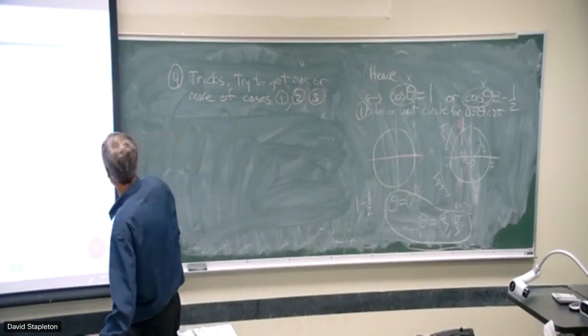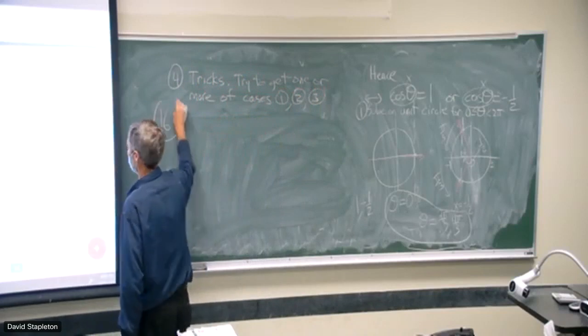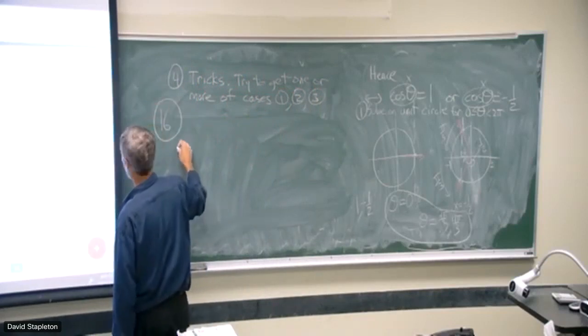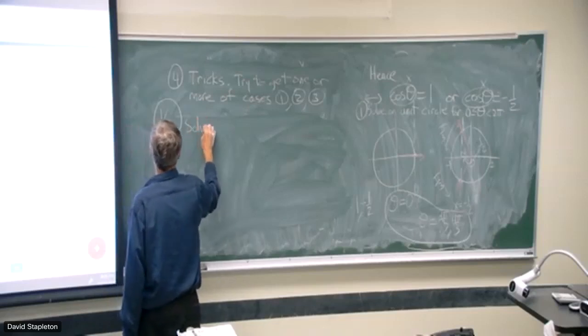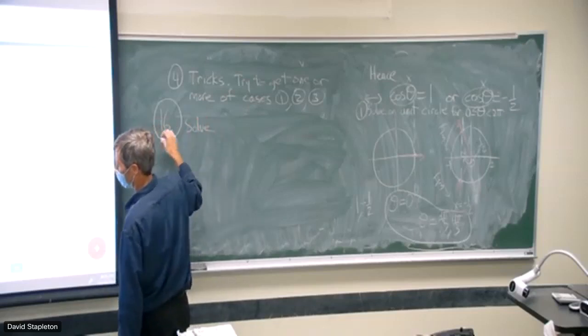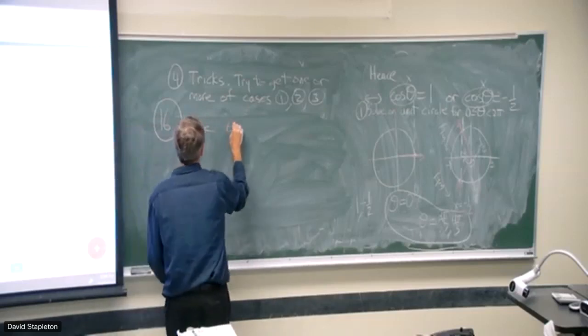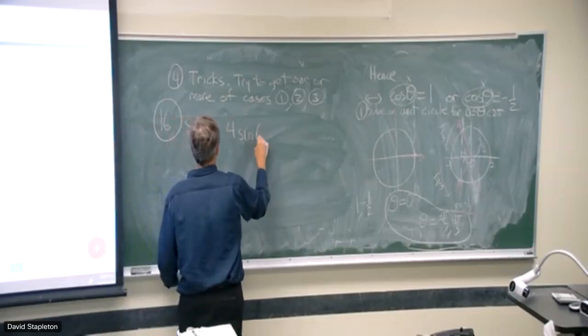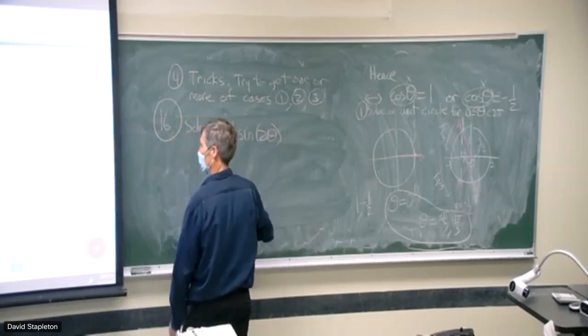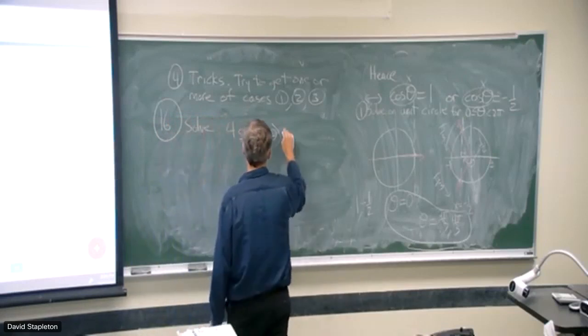Here is number 16, which is a real good example of it. It's simple, but it illustrates the point. Suppose I want to solve 4 sine 2 theta equals 4 cosine theta. Be glad you came to class for this one, so you don't get flustered this weekend or something.